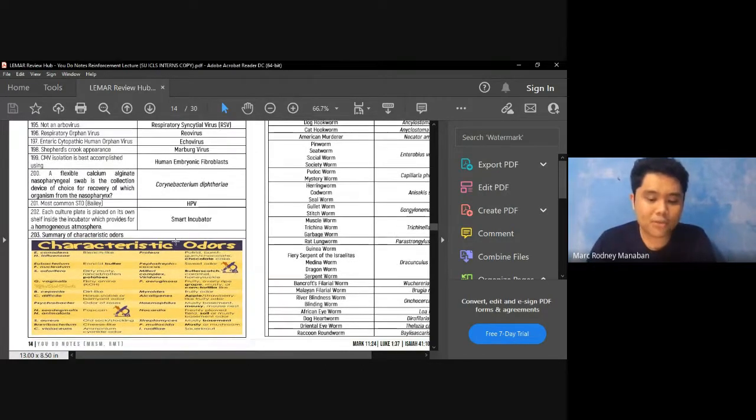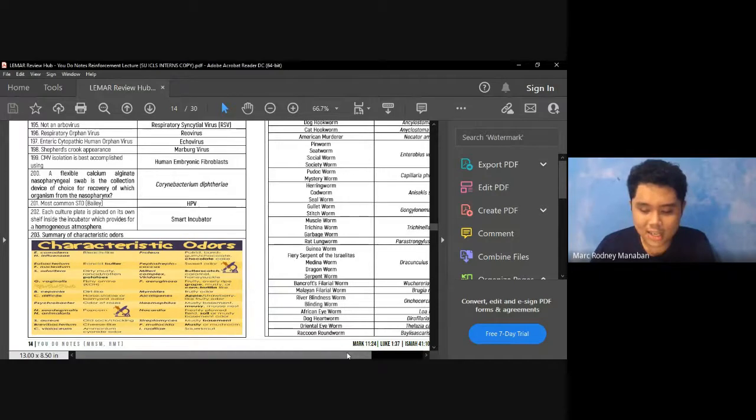And a summary of your odors, take note for the bacteria: bleach-like odor, Eikenella corrodens. You also have fish-like odor, of course, Gardnerella vaginalis. You also have the fruity or apple odor, Alcaligenes faecalis. So this is summarized here.